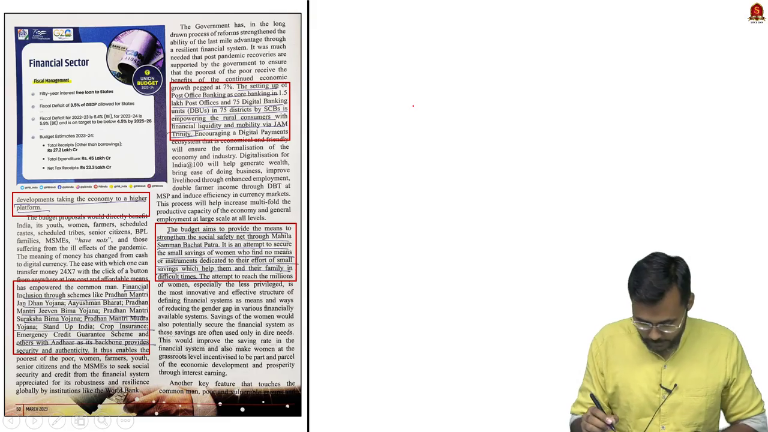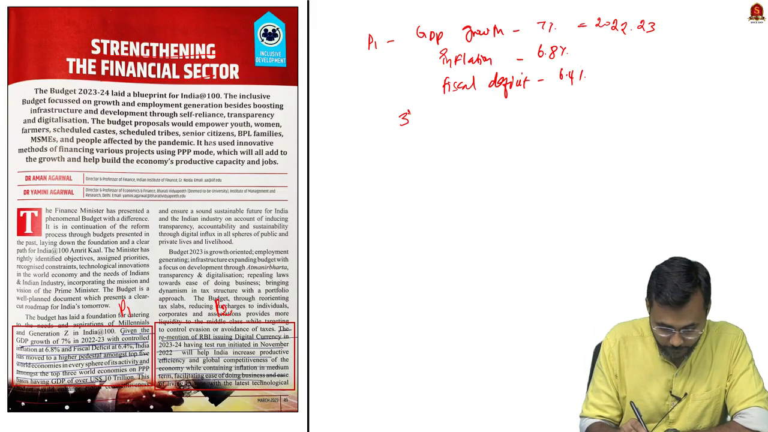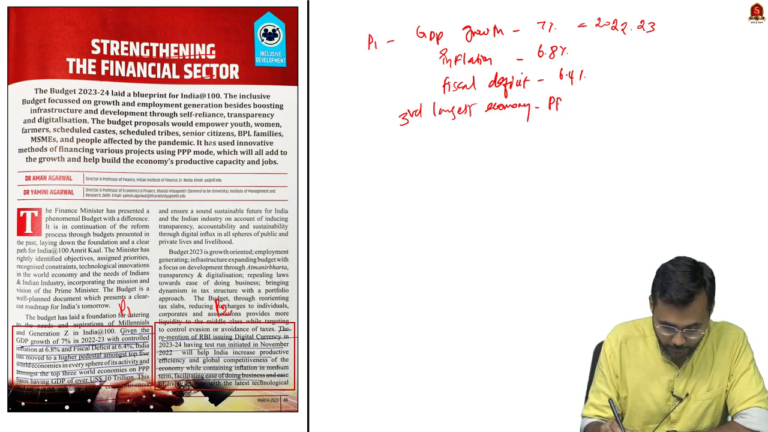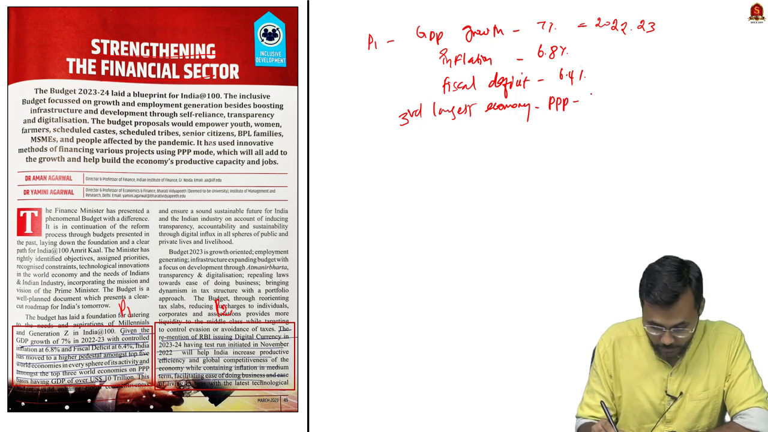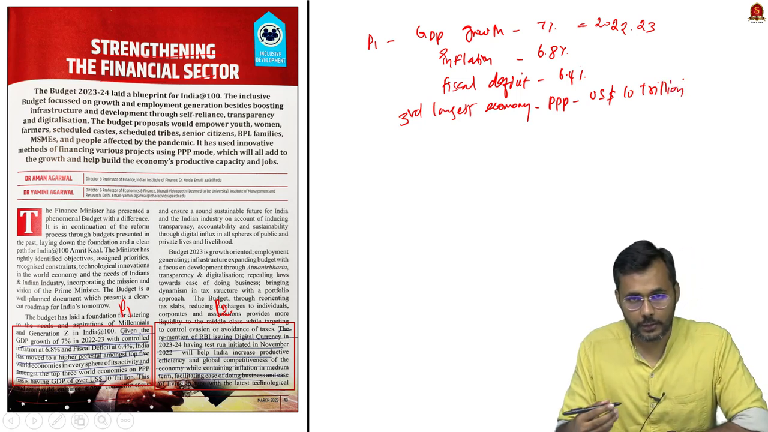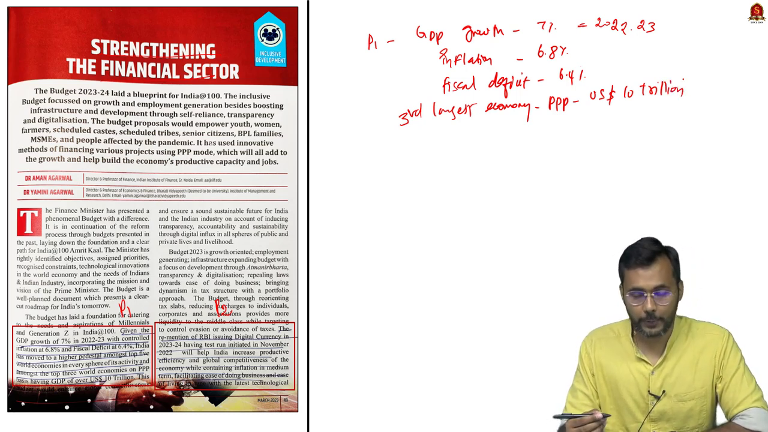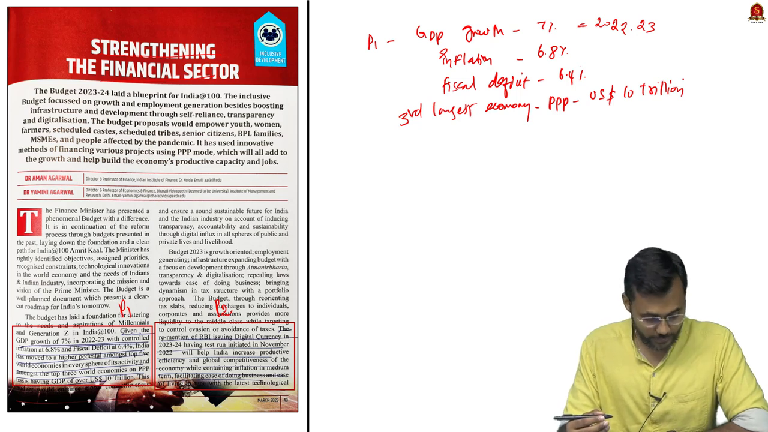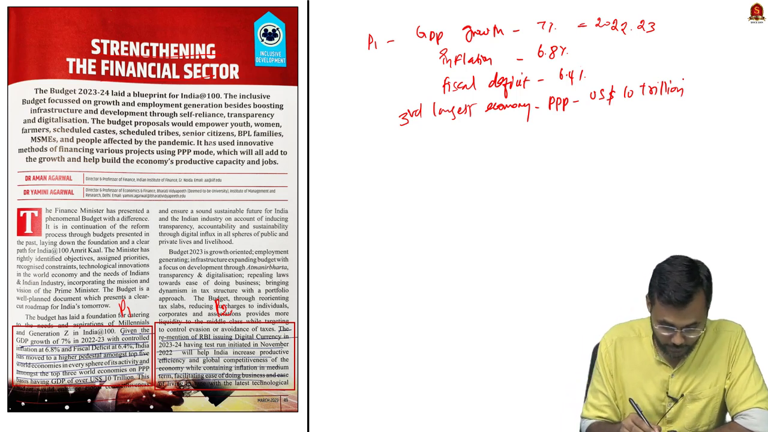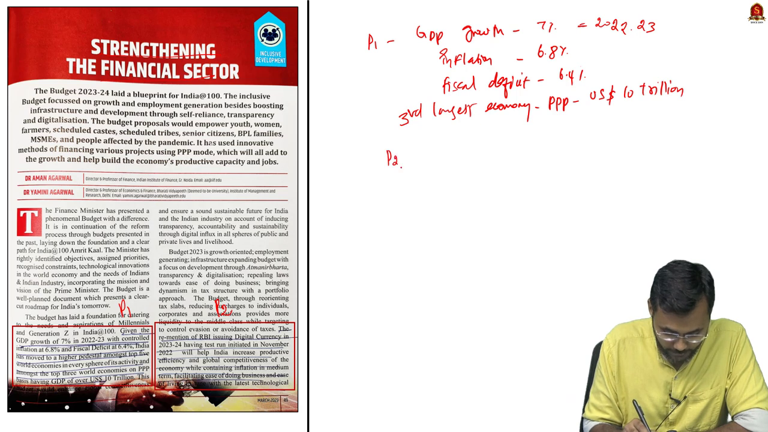And India needs to be considered the third largest economy in the aspect of purchasing power parity. It's around US$10 trillion. Size-wise, it's the fifth one, but if you take purchasing power parity, it's the third position. That is $10 trillion. That's gone in paragraph 1. Some of the important economic data.